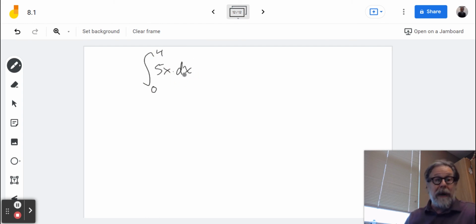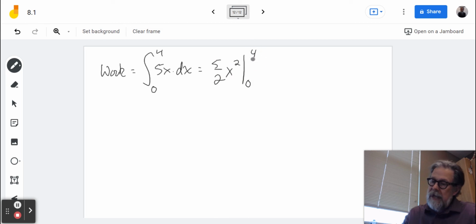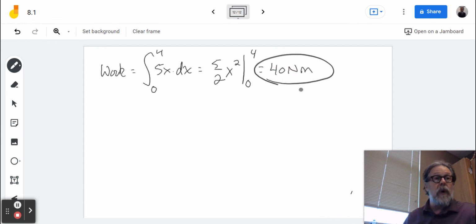This will tell us the amount of work done to stretch the spring from 0, which is uncompressed, to 4 meters of stretch. And we use the fundamental theorem of calculus for this one. We get 5 halves x squared from 0 to 4, which gives us 5 times 16 over 2, which gives us 40 newton meters. That is the amount of work needed to stretch the spring out to 4 meters in length.